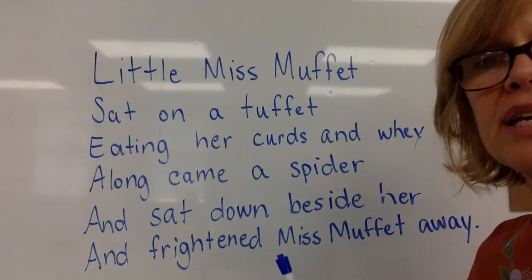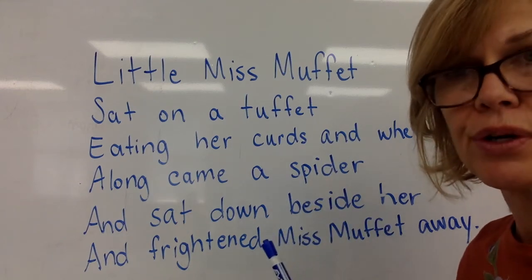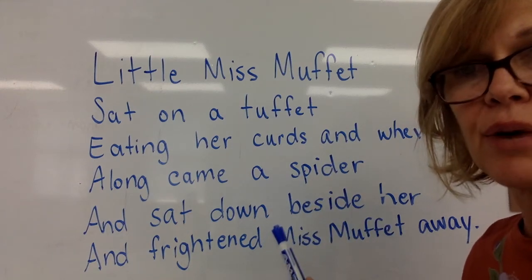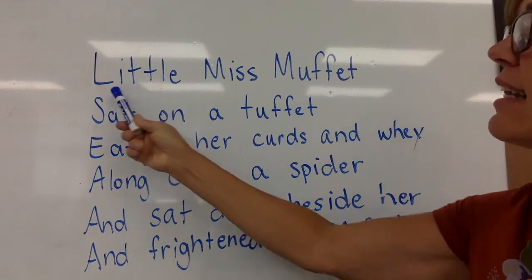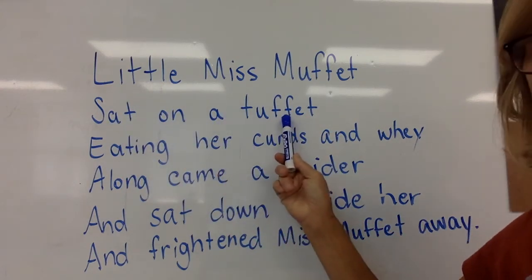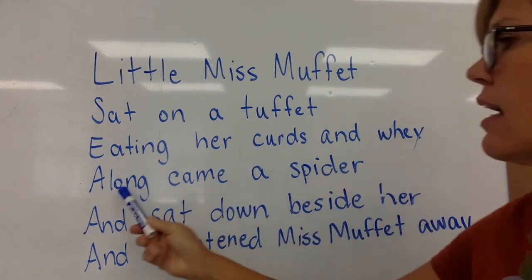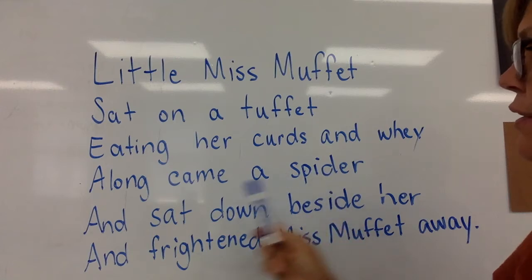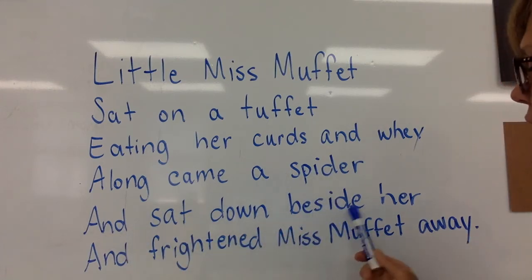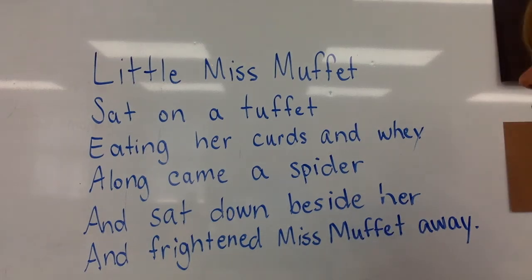Today when I'm reading this with you, I'm going to track the words. That means I'm going to point to each word that we're saying. All right, so follow along. Little Miss Muffet sat on a tuffet, eating her curds and whey. Along came a spider and sat down beside her and frightened Miss Muffet away.